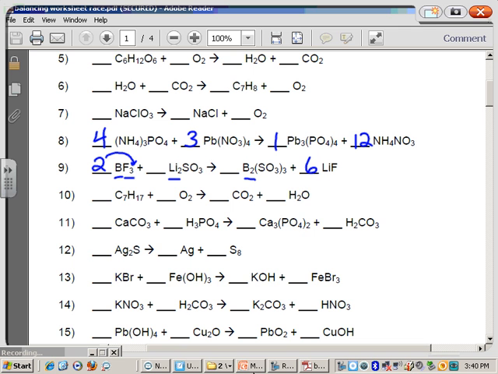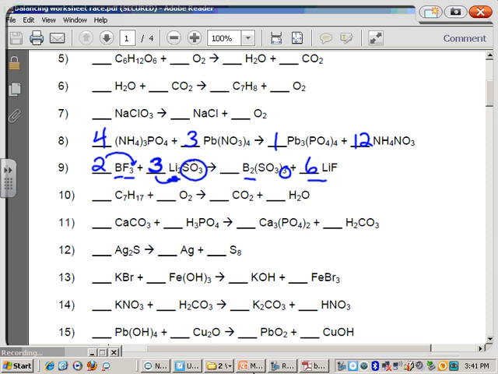Now I have 6 lithium on the product side and I need to get 6 lithium on the reactant side. Easy to fix. I just put a 3 there. 3 times 2 is 6. Now I have 6 lithiums. Now let's see what else we have. By putting this 3 here, now I have 3 of these SO3s. Well, over here, I already have 3 SO3s, so that's balanced.